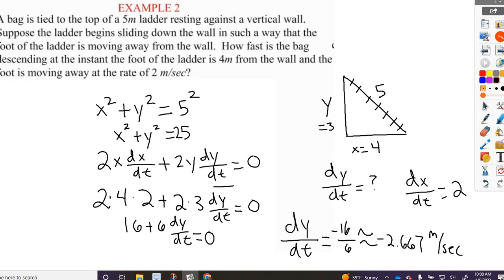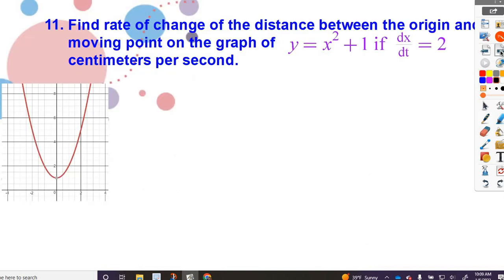Other questions? How's it going? Alright, we have one more example, I believe. So this says find the rate of change of the distance between the origin and the moving point on the graph of y equals x squared plus 1 if dx dt equals 2 centimeters per second.